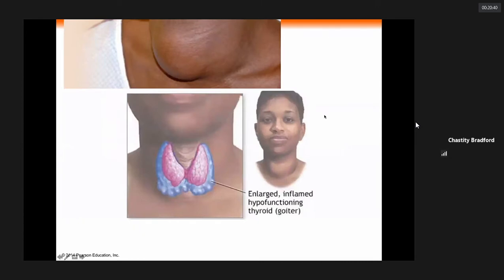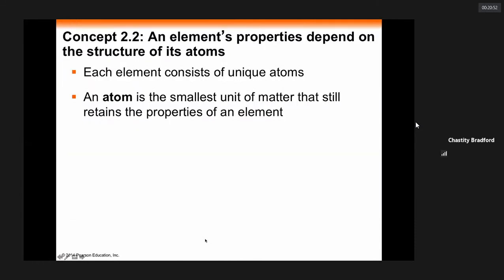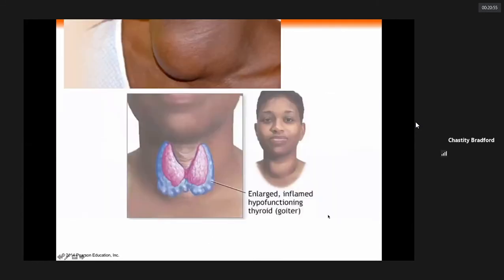So what we have here is a person who has an enlarged thyroid. An enlarged thyroid gland, and it's called a goiter. Now the question is, why do goiters come about? Why do they exist? This represents a deficiency in iodine. There are other reasons, but that's one of the reasons why people have goiters.